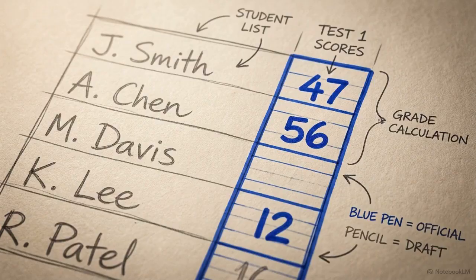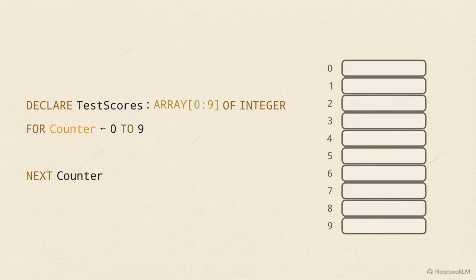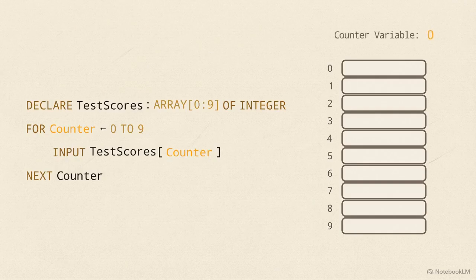We can map this logic to pseudocode by populating 10 student test scores into our memory structure. We start by declaring the array boundaries. We allocate 10 integer slots, indexed from 0 to 9. Next, we establish a for loop with a variable named counter that precisely matches the array's index range of 0 to 9. Instead of a fixed number, we place the counter variable inside the array's index brackets.